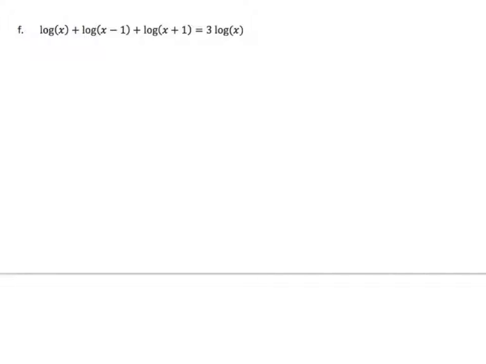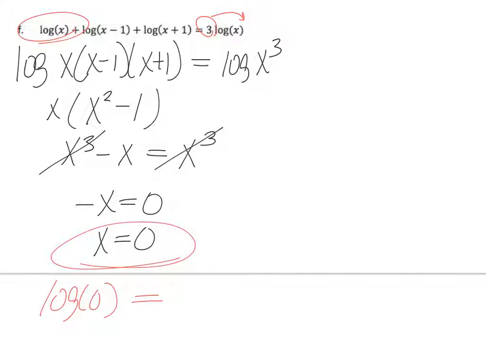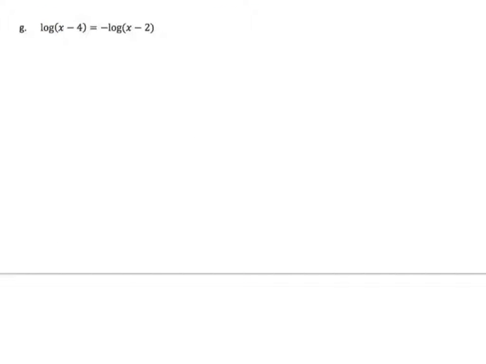Nothing crazy about this one. Lots of multiplication. I would move this into the exponent spot so I could cancel out my logs. I'm going to push pause. I got x equals 0, which if I plug that in right there, log of 0 is undefined, so no solutions. Okay? All right, let's try this one.